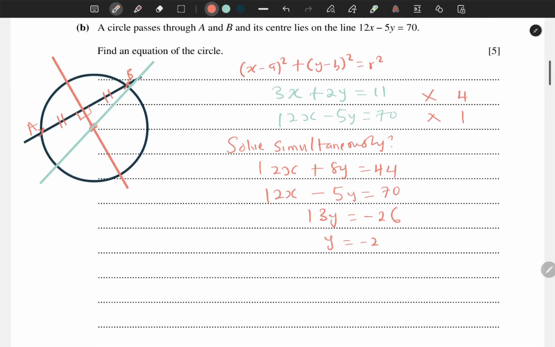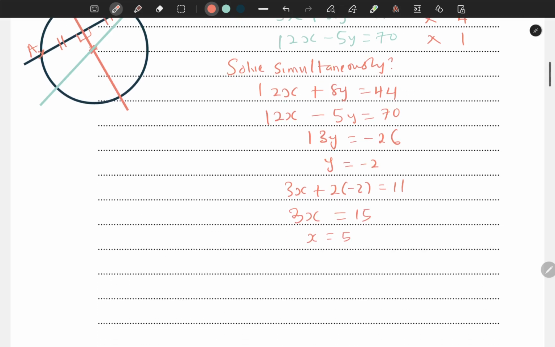So for y to be minus 2, you put that in any of the equations. 3x plus 2 times minus 2 equals 11. 3x equals 15, so x is 5. So it means that the center of the circle is (5, minus 2). So now we've gotten the center of that circle. Next thing to find now is the radius of that circle.